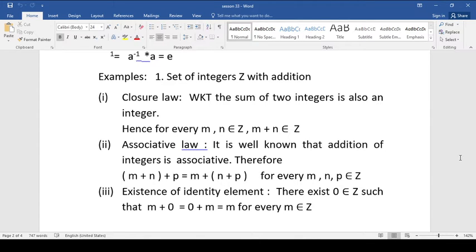So here identity means by adding that identity element to any element we should get the same element. And as we say that if we are going to add 0 to any element we get the same element, and hence usually when the binary operation is addition, 0 will be the identity element.